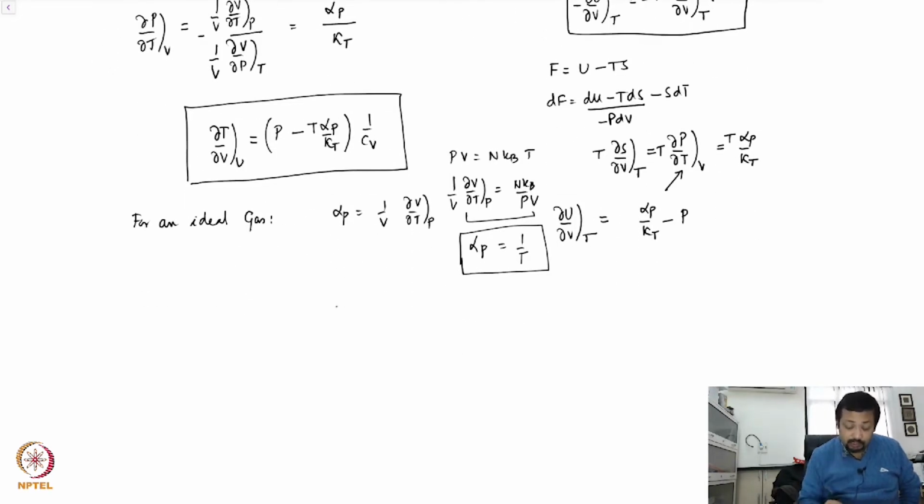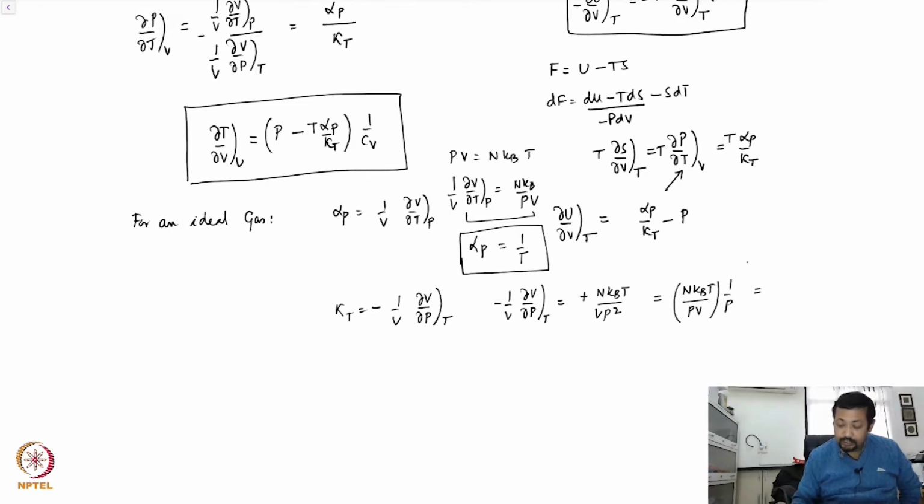The isothermal compressibility is minus 1 by V (∂V/∂P) at constant temperature, and this means that (∂V/∂P) at constant temperature is minus N k_B T over P squared. I will have a minus 1 by V, that makes it plus. Then I am going to write down this as N k_B T over PV times 1 by P, and from the equation of state it follows N k_B T over PV is 1, so that I have the ratio 1 by P.